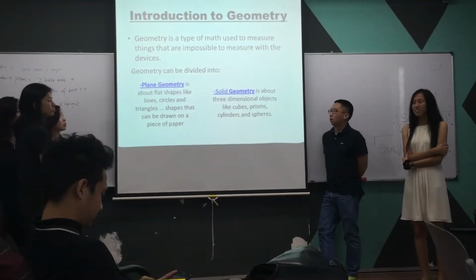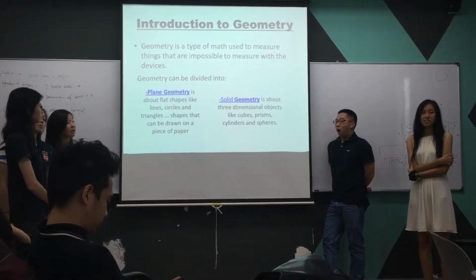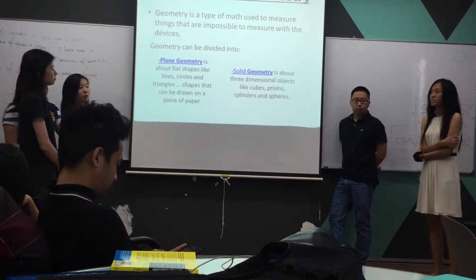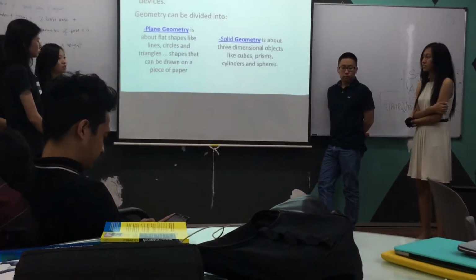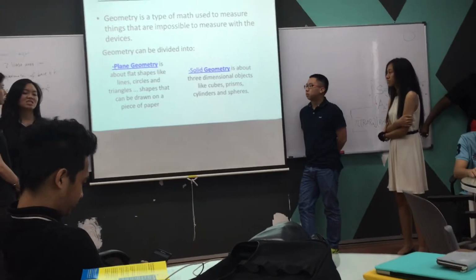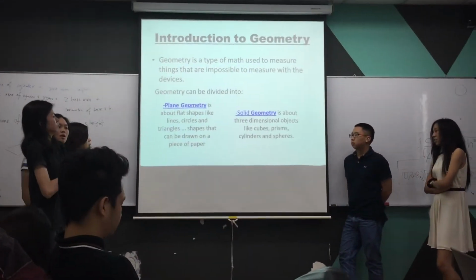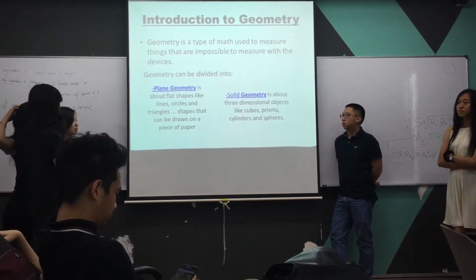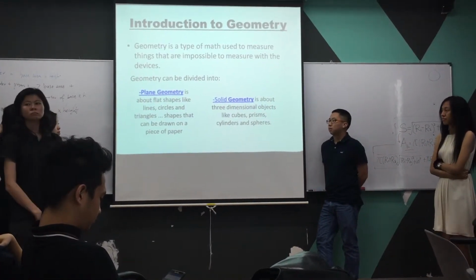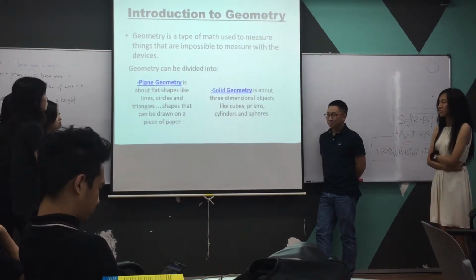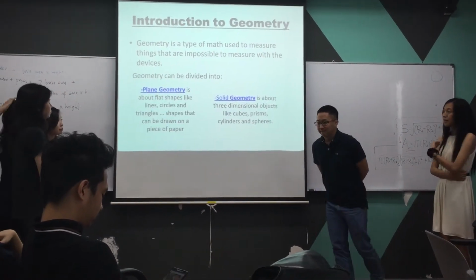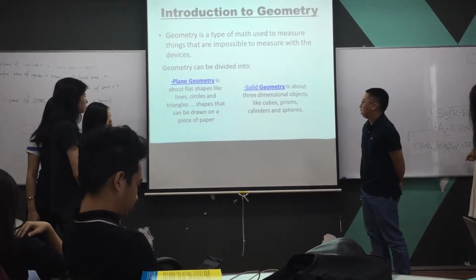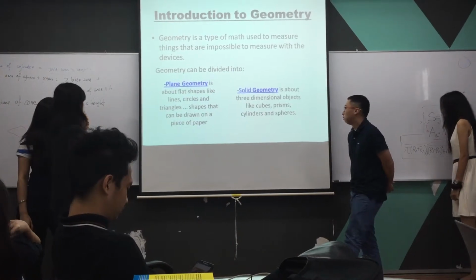Geometry is a type of math used to measure things that are impossible to measure with devices. Basically, geometry is one of the branches of maths that has to do with the relations of points, lines, surfaces, and solid stuff. Geometry can be divided into plane geometry and solid geometry. Plane geometry is basic flat shapes like lines, circles, triangles, squares. Solid geometry is 3D objects like cubes, prisms, cylinders, and spheres.